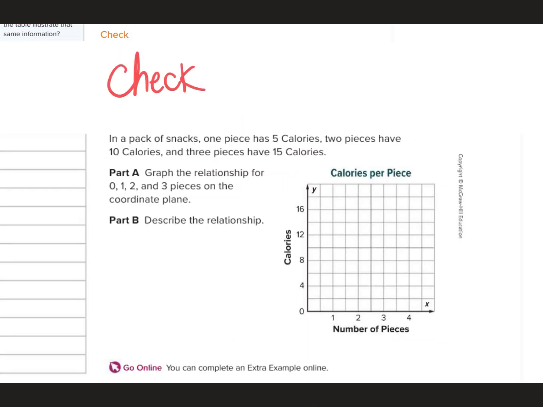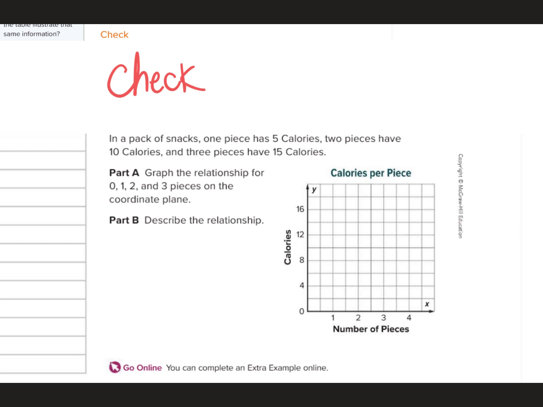All right, now if you go to the bottom of page 32, take a look at this check. I want you to read through the problem, graph this situation, and then describe their relationship. So why don't you go ahead and pause the video, and after you're finished, you can press play, and then you can double check to make sure you did this one correctly.